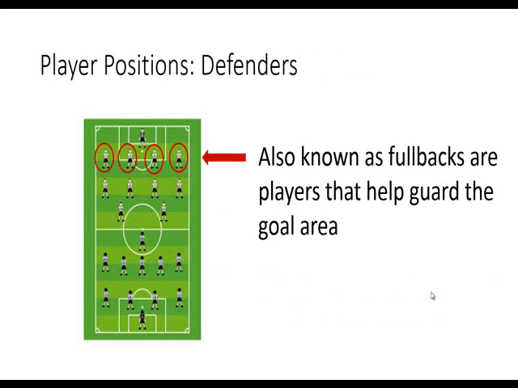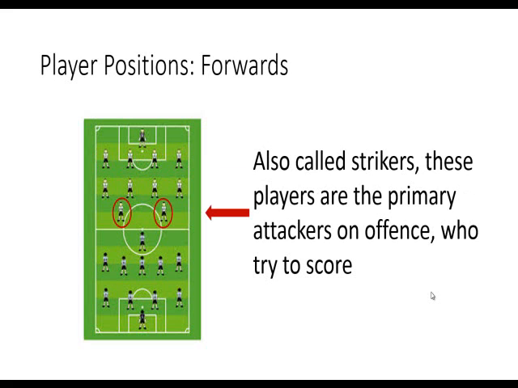Let's take a look at some positions. First position we're going to look at are defenders. They're also known as fullbacks, and their job is to help guard the goal area. The next position is called forwards. Forwards are also called strikers. Their primary job is to try to score. They're kind of your attackers on offense.